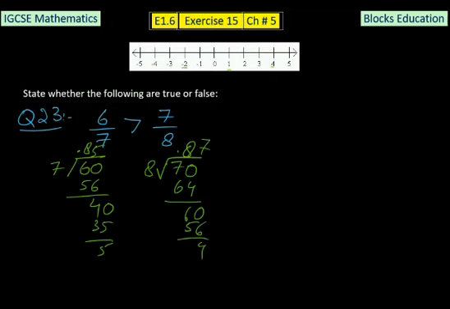Now see the difference: 0.85 and 0.87. It means 0.87 is greater, and it says 6 over 7 is greater than 7 over 8, or 7 over 8 is less than 6 over 7. It means it's a false statement.